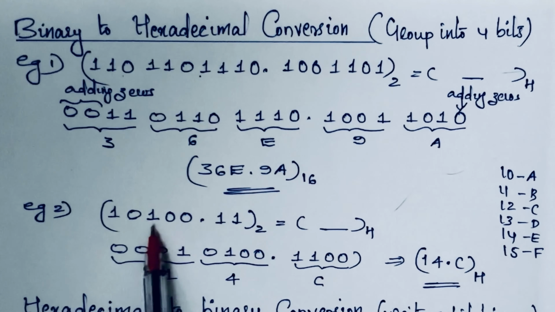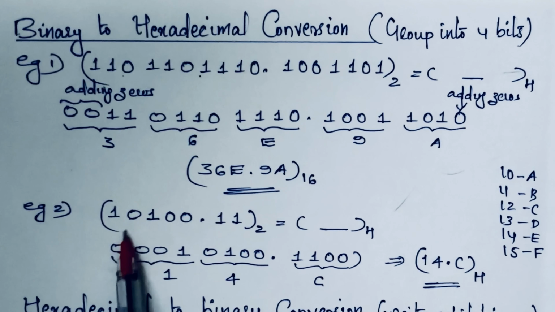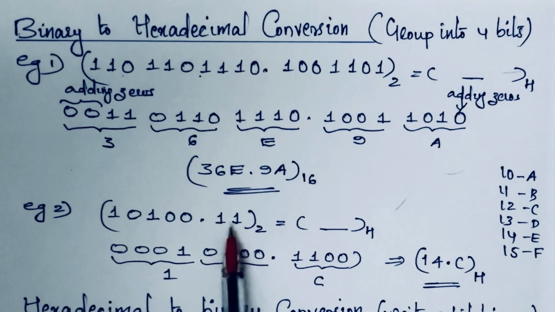So here for the integer part, the first group will be 0100. Then we have only one bit, 1. To make it a group of 4 bits, we are adding 3 zeros here. So 0001 is the first group, then 0100 is the second group. After the binary point only two bits are there, 1 1, but to make it a group of 4 bits, we are adding two zeros here, so this becomes 1100.